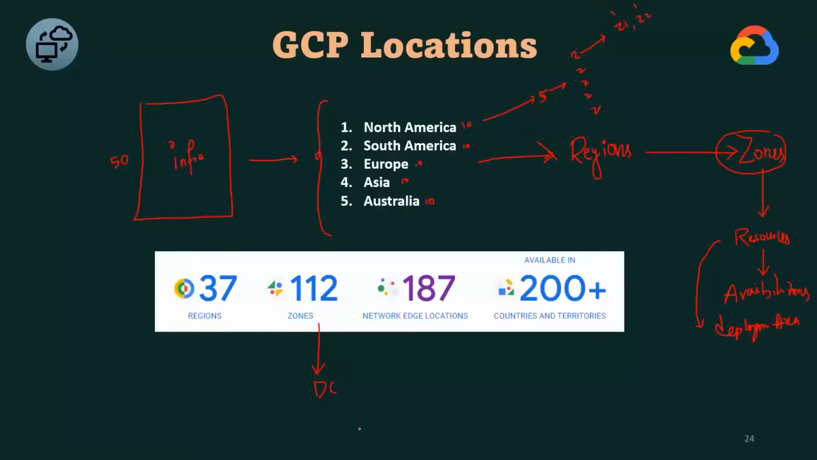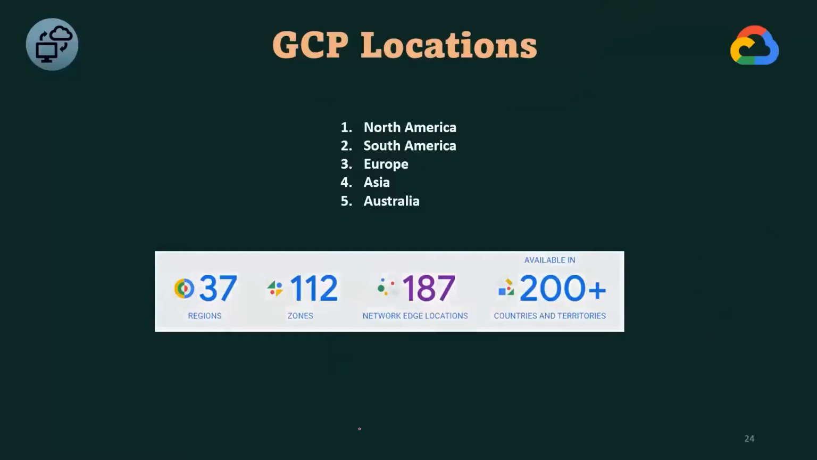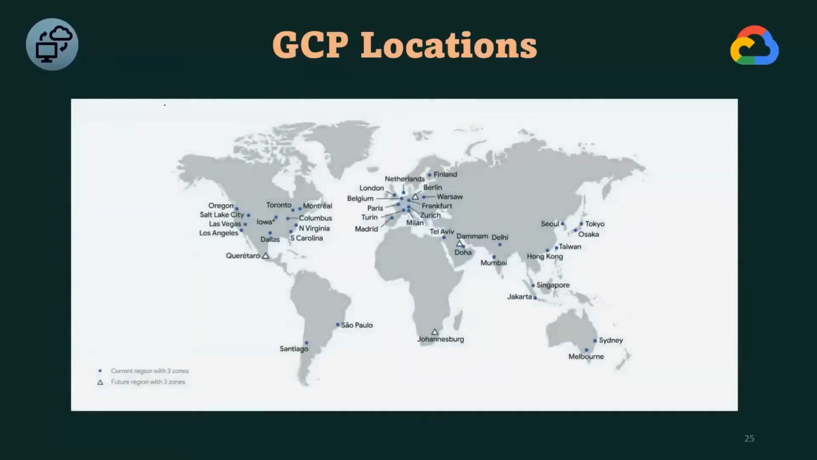Okay, so in short, Google Cloud Platform has five locations, and those five locations are further divided into regions and zones. Why are they doing it? It's because the service has to be available. For example, assume that GCP's infrastructure is only available in South America or North America, whatever it is, and not in any other countries or locations.